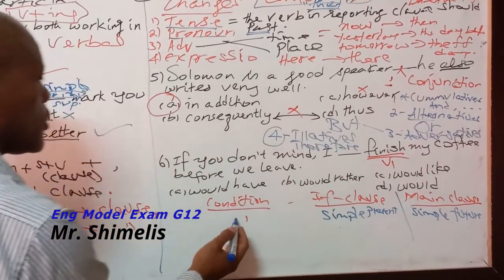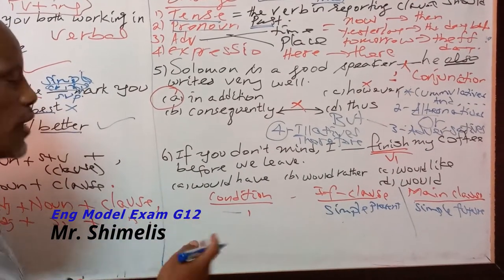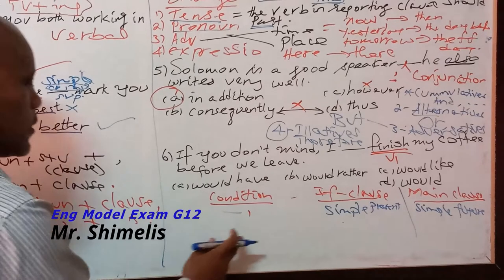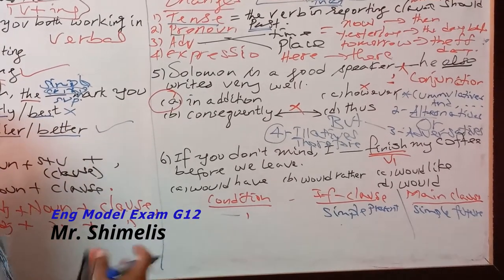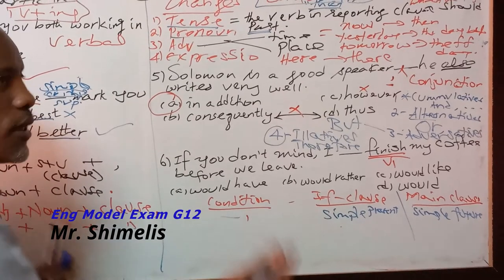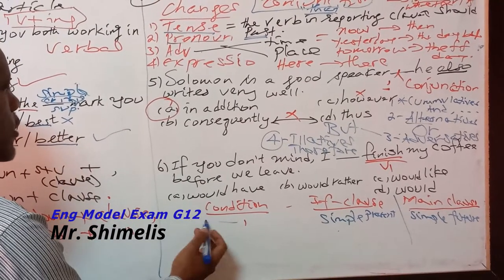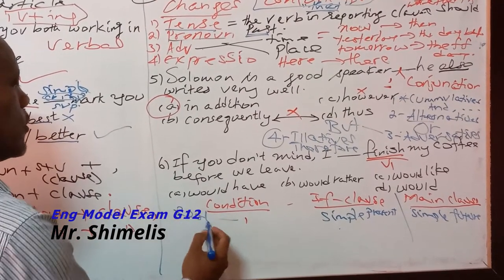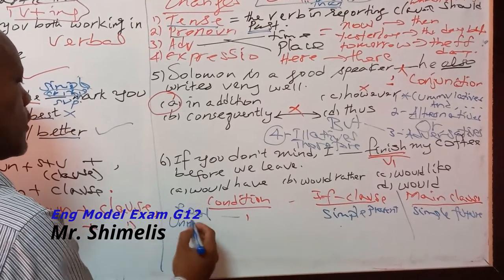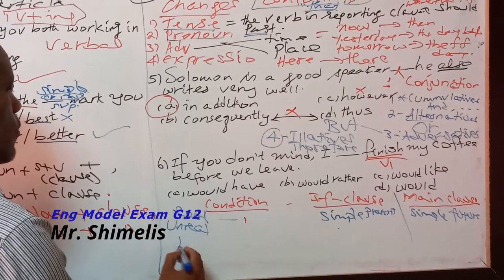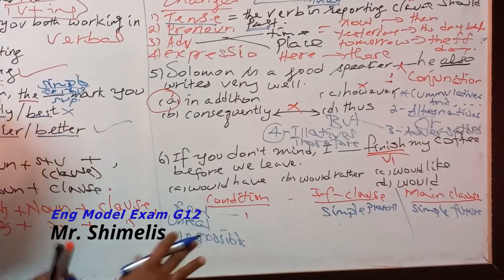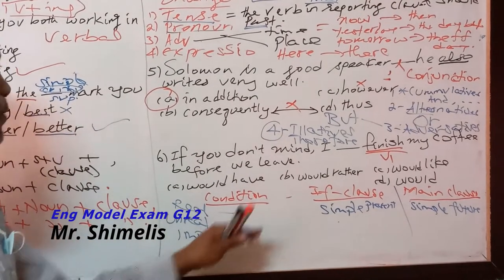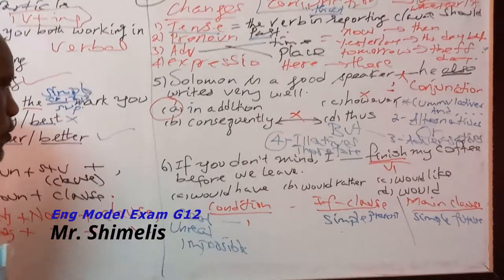So the first condition, as I say, is probable, the second condition we call improbable, and the third condition we call impossible. Or sometimes some books may call the first one real condition, the second one unreal condition, and the third one impossible condition. I prefer this name, by the way, because it exactly expresses the condition.